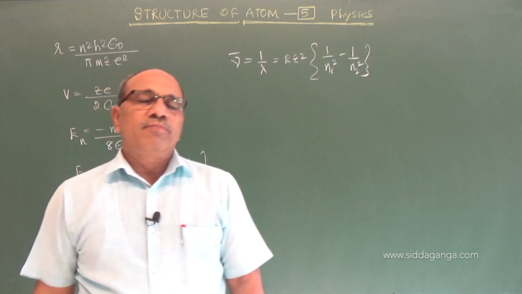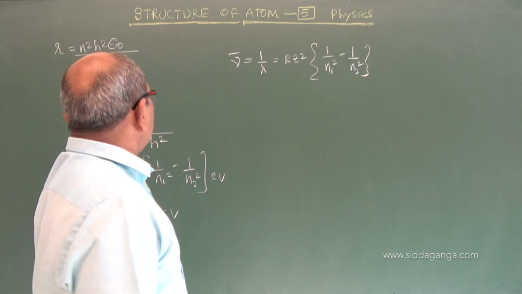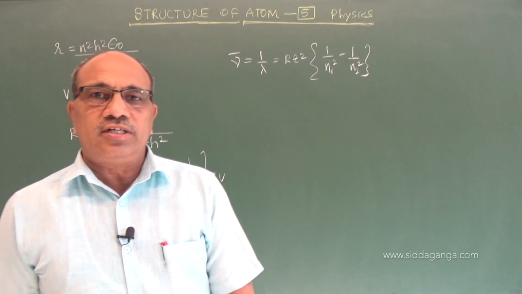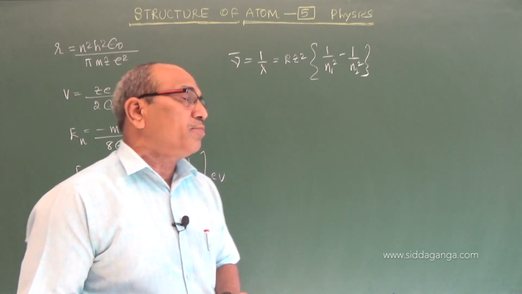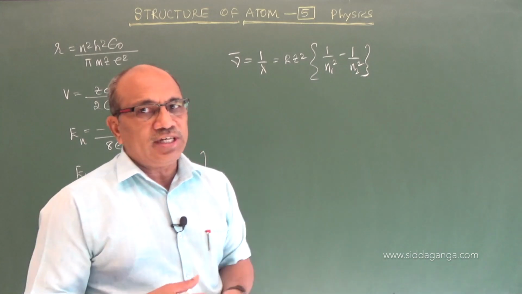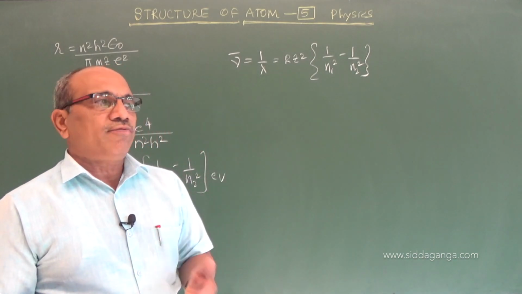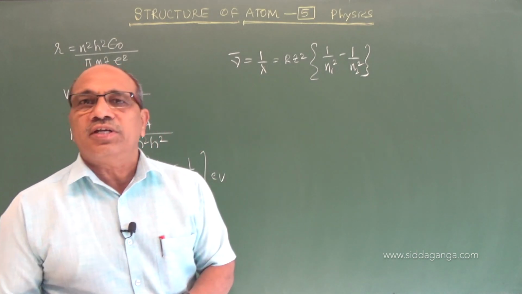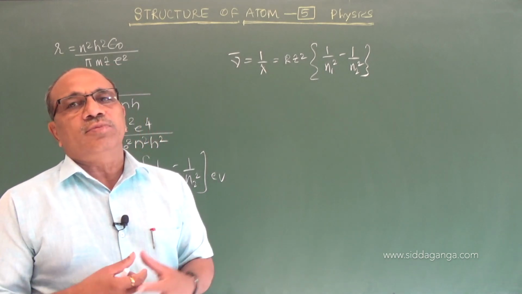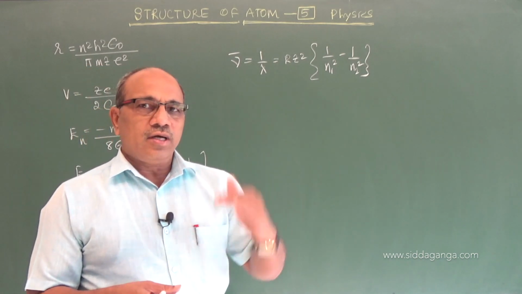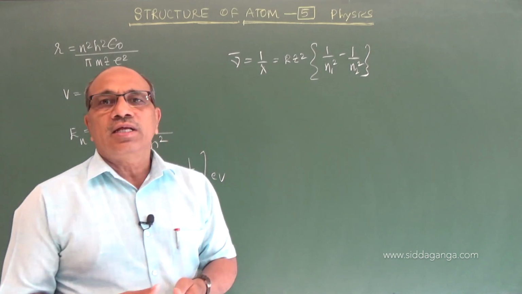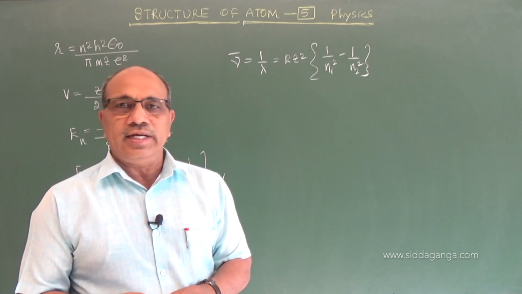So these are the expressions for the radius, energy, ionization energy and excitation energy of the electron in various orbits, and also the wavelength that may be absorbed or emitted during the transition of the electron between various orbits of the atom. When the electron rises to higher orbits, we say absorption of radiation, and when it comes from higher orbits to lower orbits, we call it emission of radiation.